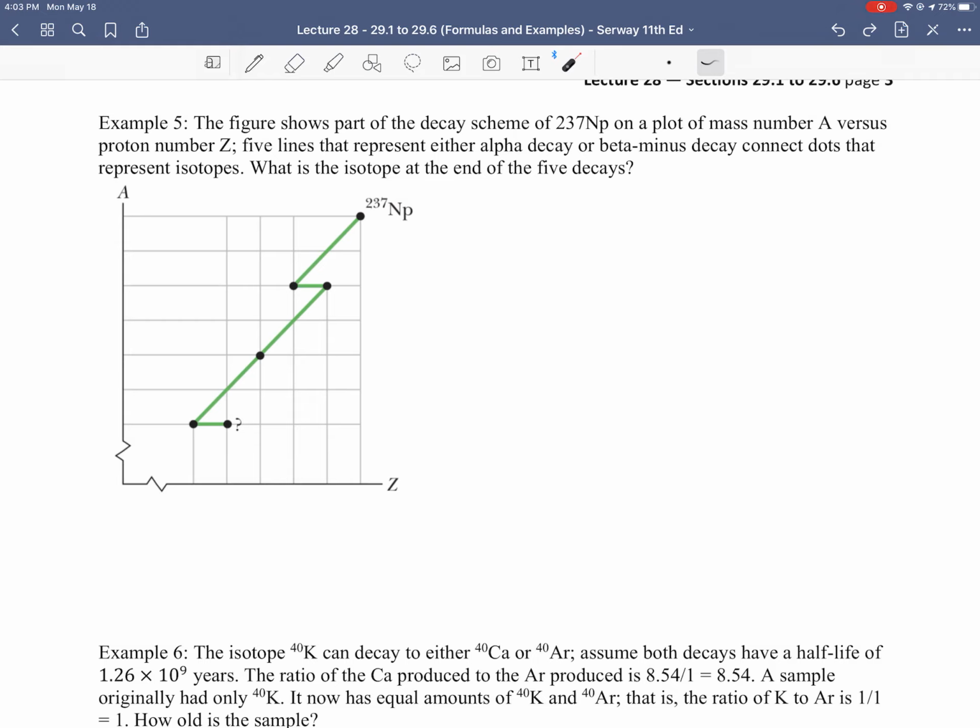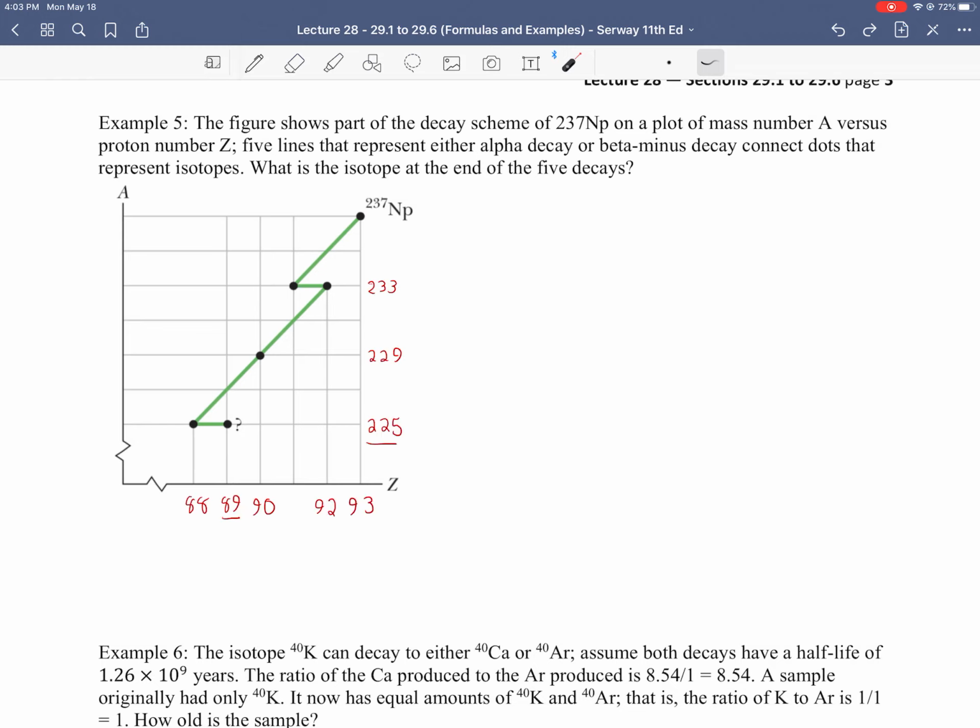All right, so example 5. The figure shows part of the decay scheme of Neptunium-237 on a plot of mass number A versus proton number Z. 5 lines that represent either alpha decay or beta minus decay connect dots that represent isotopes. Okay, so this is beta minus decay. That's the type of decay that produces electrons and antineutrinos, so again refer to the previous lecture videos for that. What is the isotope at the end of the 5 decays?